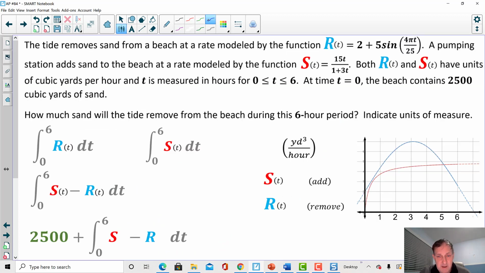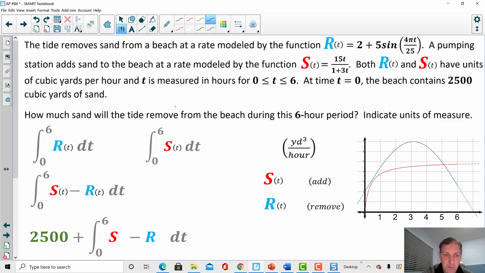So here's that actual example, and this is our last example. It says that the tide removes sand from a beach at a rate modeled by the R function. And then a pumping station adds sand to the beach at a rate modeled by the S function. It says that both functions have units of cubic yards per hour. And the time is measured from 0 to 6. It also says when time is 0, the beach contains 2,500 cubic yards of sand. So that's kind of like your starting amount. They want us to find how much sand will the tide remove from the beach during the first 6 hours. And they also want you to indicate the units of measure.